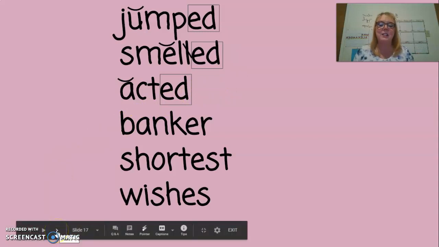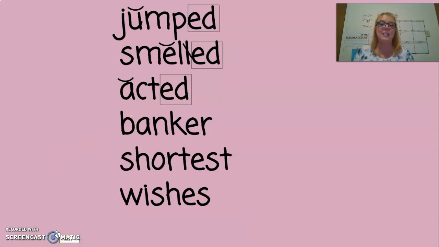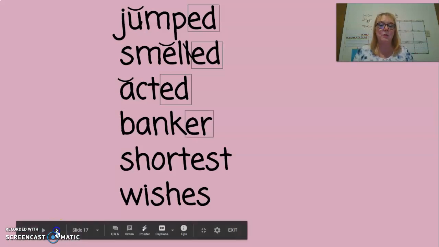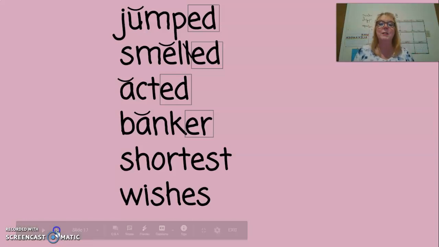Now let's go ahead to the next word. I notice the suffix there. The er, we code it with a box. Now look at that word. Okay, we're going to put a breve because it's a closed syllable. Now read that to yourself. Now read it with me. Banker. There's something funny about that.